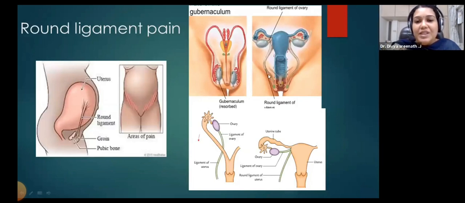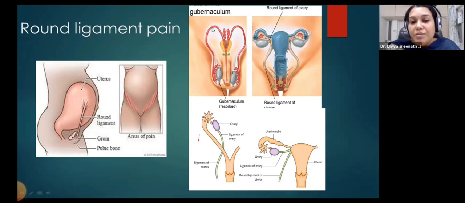Embryologically, in a male, this is known as the gubernaculum. The testis is directed to the scrotum. This gubernaculum helps in the movement of the gonads into the scrotal area. So the labia majora is a structure homologous to the scrotum in males.